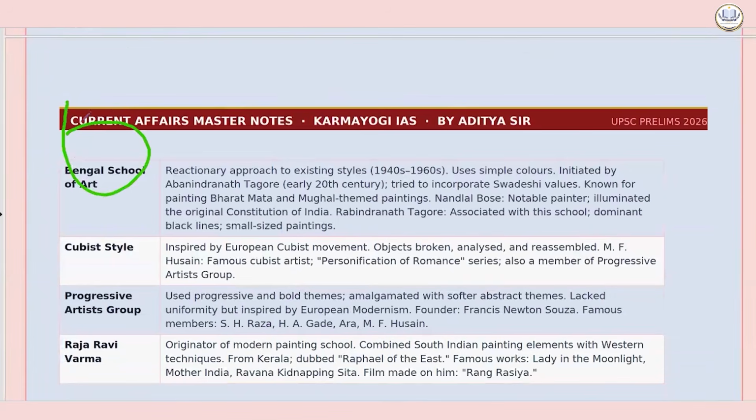Bengal School of Art was a reactionary approach to existing styles, uses simple color, initiated by Abanindranath Tagore in the early 20th century. Tried to incorporate Swadeshi values, known for painting Bharat Mata and Mughal-themed paintings. Nandlal Bose, a notable painter, illuminated the original Constitution of India. Rabindranath Tagore was associated with this school. Dominant black lines and small-size paintings were its hallmark.